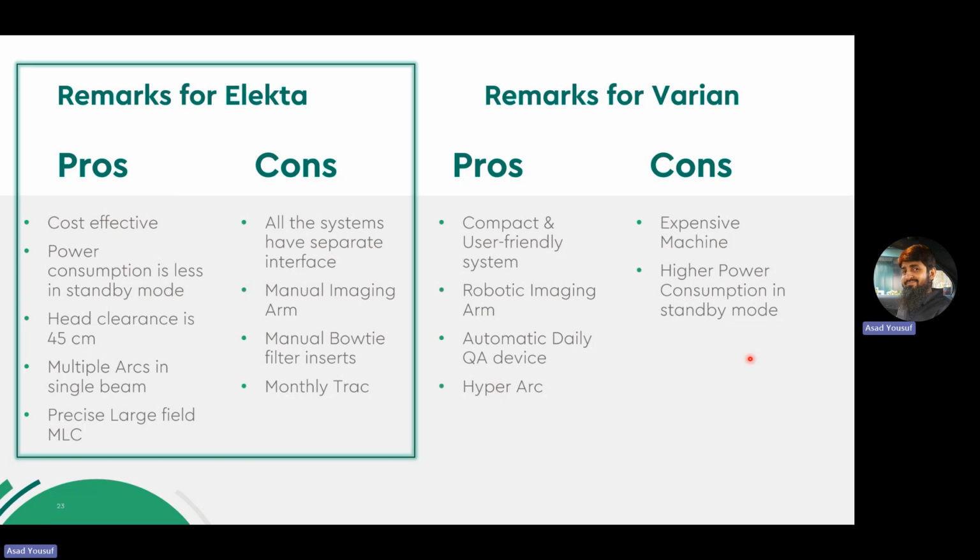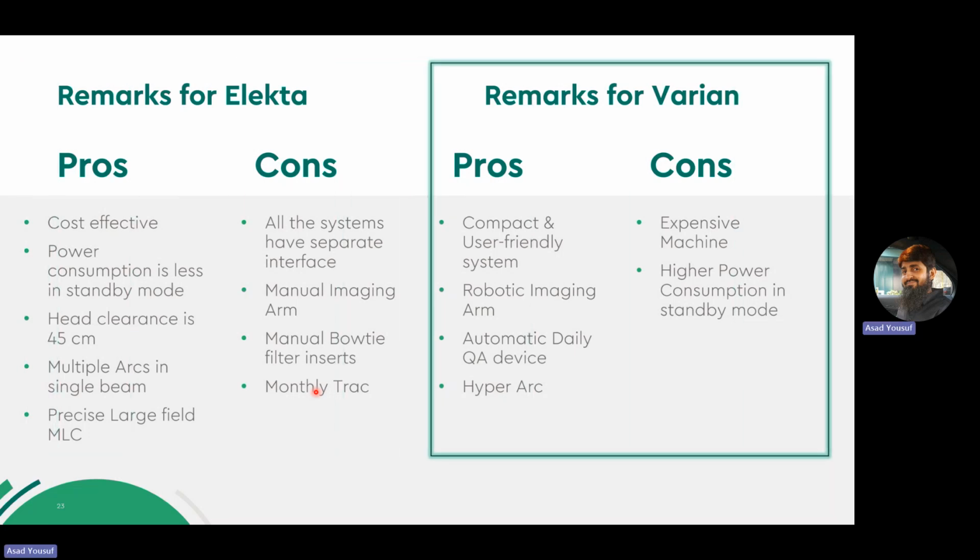Cons: all systems have separate interfaces, manual imaging arm, manual bow tie filter insert. A monthly track is recommended because of the beam current. The electron gun has a limited lifespan. If you're treating more than 35 patients per day, it is expected that it could need to be replaced. If you control the current or the voltage on a monthly basis, you can increase the lifespan as well. So a monthly track is recommended from the Elekta side.